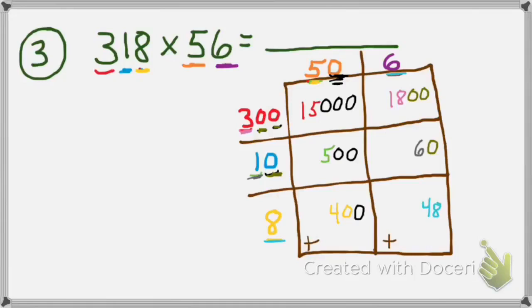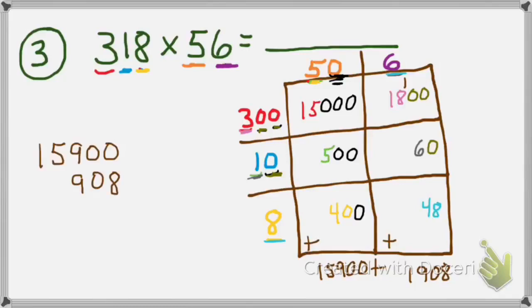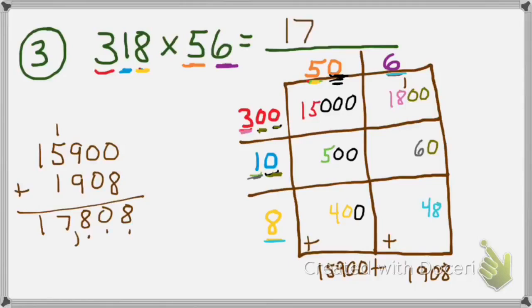Then we add the first column, the second column, and we add those answers together. Once we add those answers together, that is how we'll get our final answer. We count 1, 2, 3 places to put the comma correctly into the final answer.